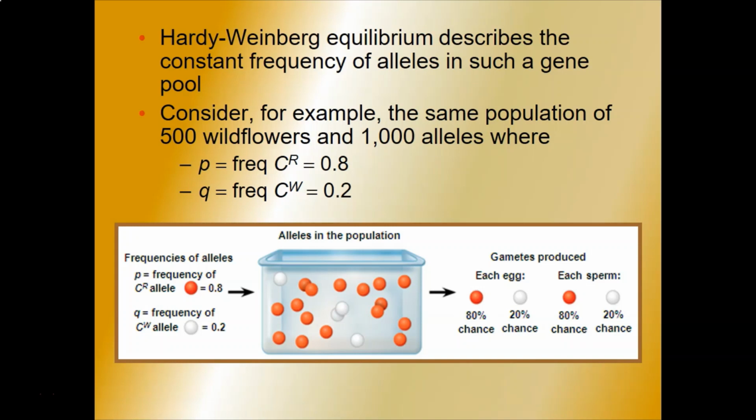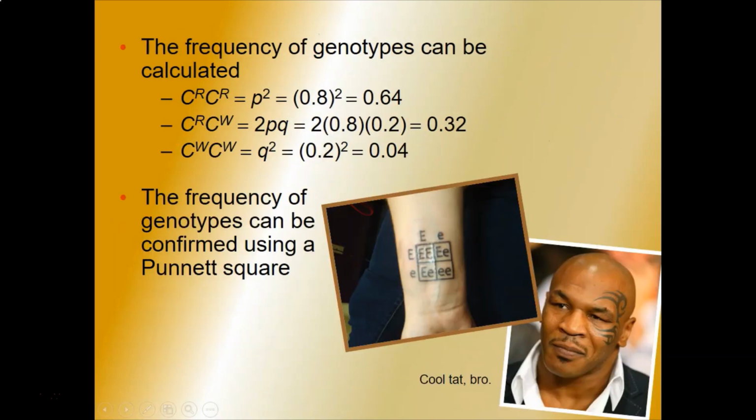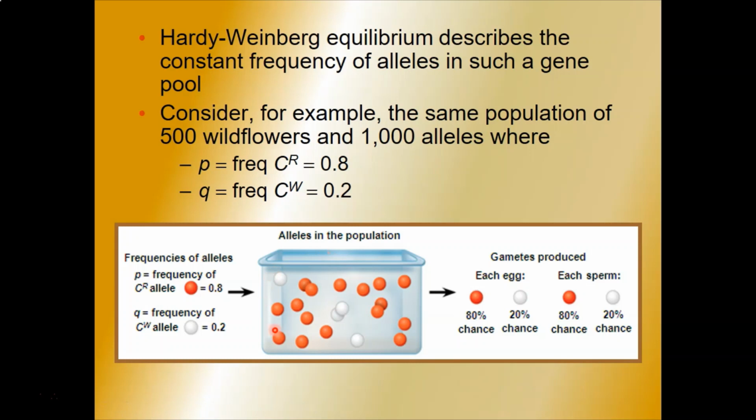Consider, for example, the same population. So we just figured out our p's and q's for these wildflowers, and we figured out that the frequency for the dominant allele was 0.8, exactly 0.8, and the frequency of the recessive allele was 0.2. Whoops, so I'll give you a preview there. So this is the alleles in a population. Here are all the flowers, right?